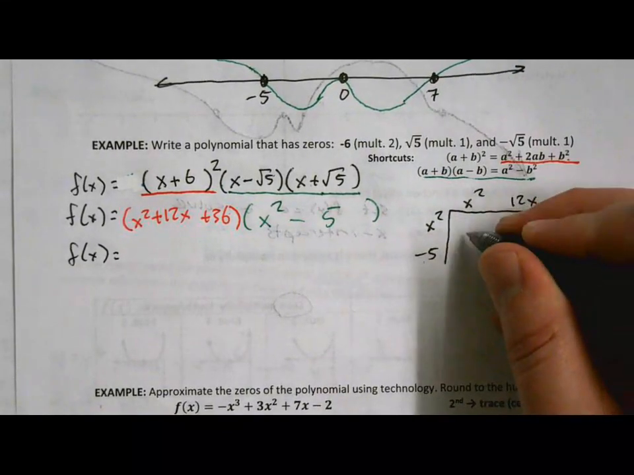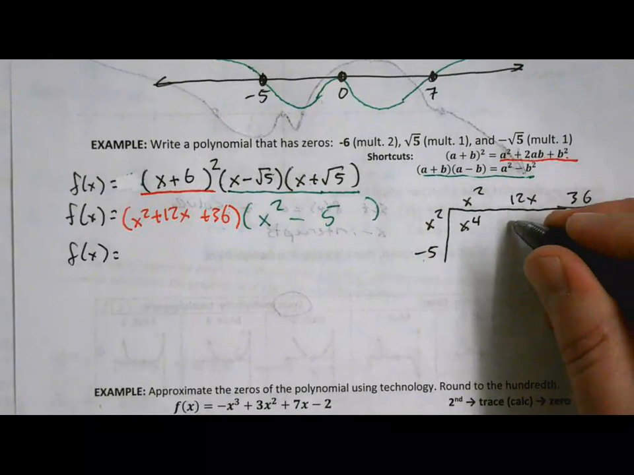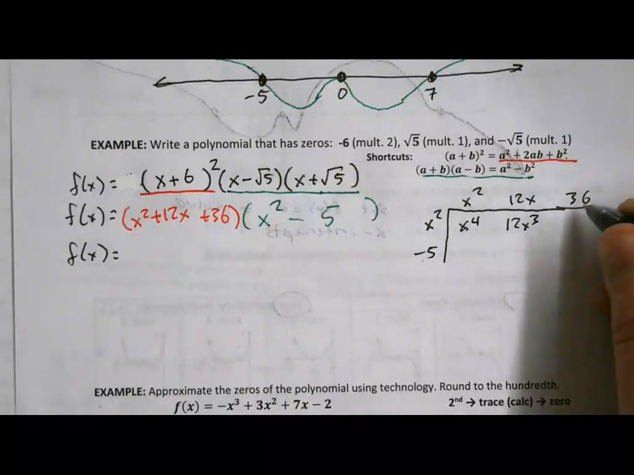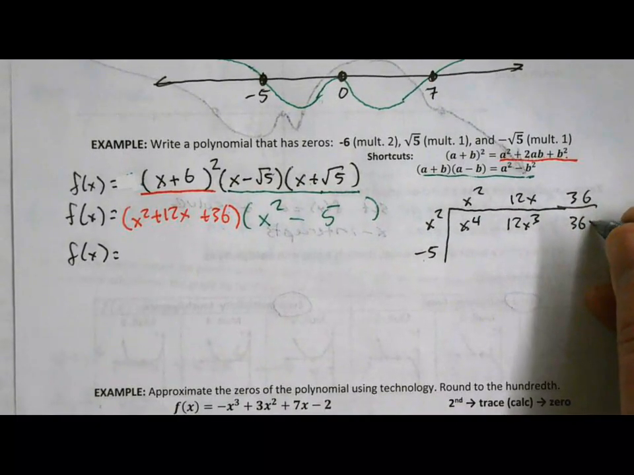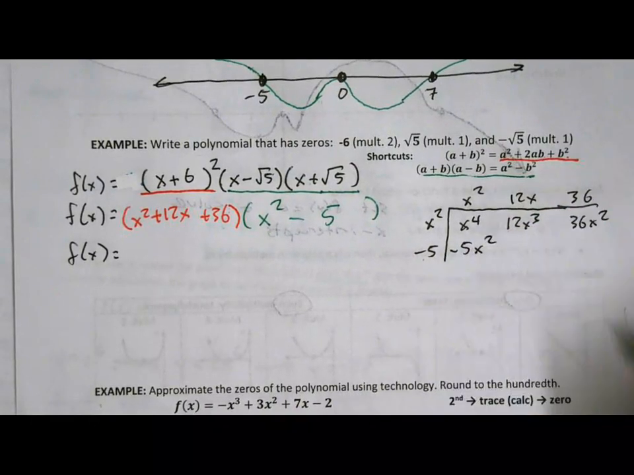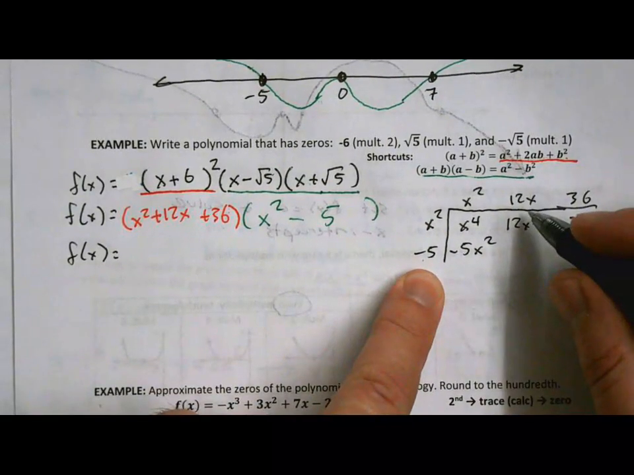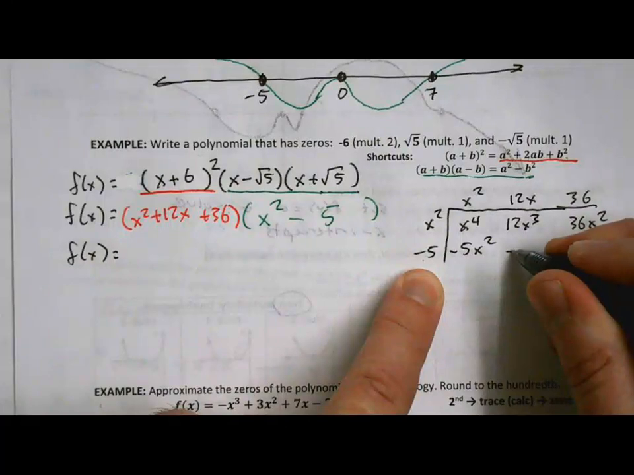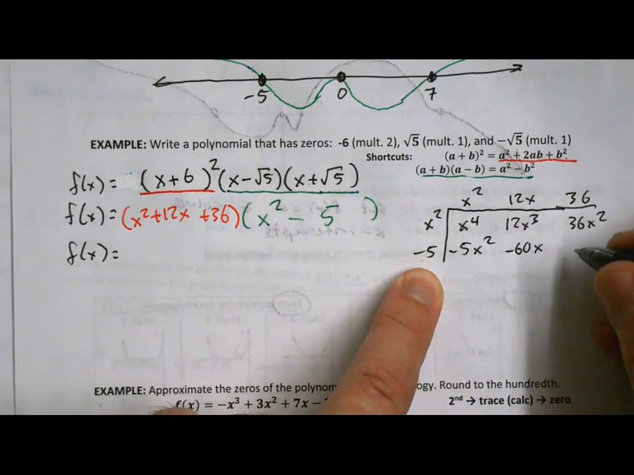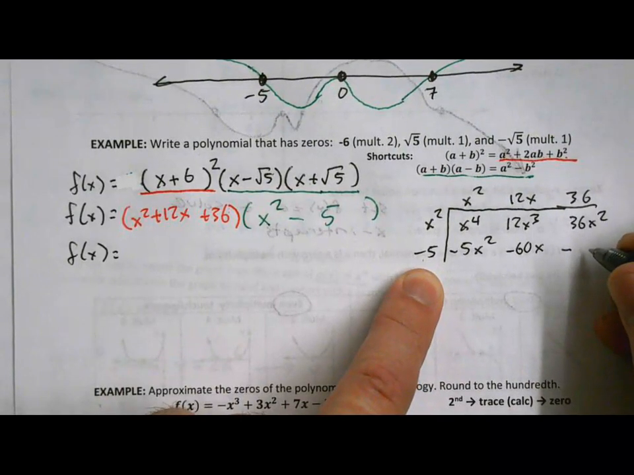X squared times x squared is x to the 4th. 12x times x squared is 12x to the 3rd. 36 times x squared. And then I've got a negative 5x squared. And I've got, what would that be, negative 60x. And I've got a negative 180, sound right?